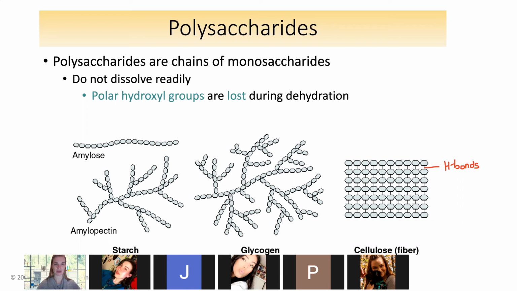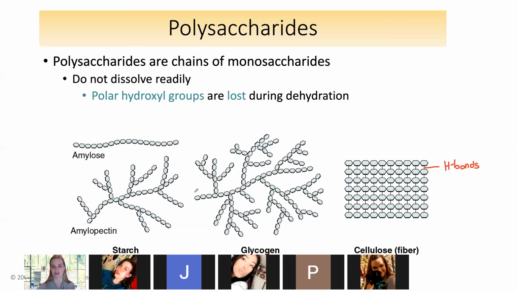However, when we start to build these really large polysaccharides, we're going to see that their ability to dissolve in water tends to decrease pretty steeply the bigger we get. The reason for that is that every time we connect them together, we're doing one of those dehydration synthesis reactions, and it's going to start losing some of those polar hydroxyl groups.